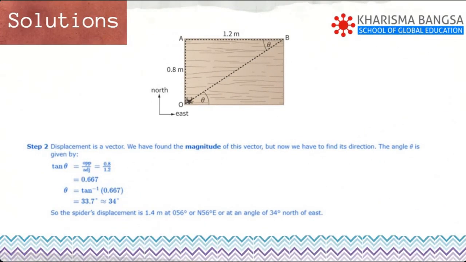The next step is we need to find its direction using tangent ratios. After we find that, it says that the angle shows us 33.7 degrees or 34 degrees north of east. So the answer will be the spider's displacement is 1.4 meters at 56 degrees, or N 56 degrees E, or at an angle of 34 degrees north of east.